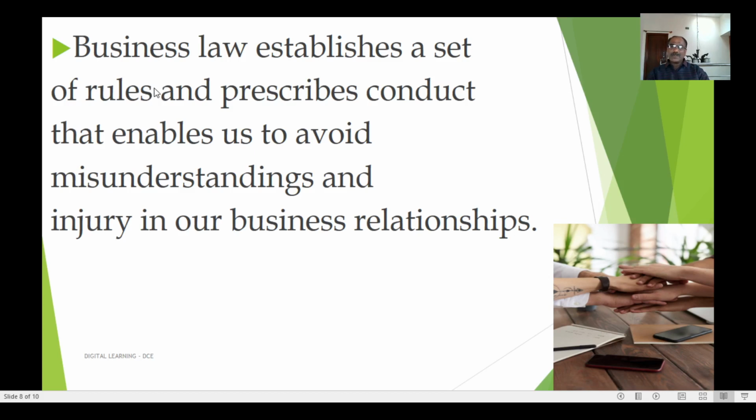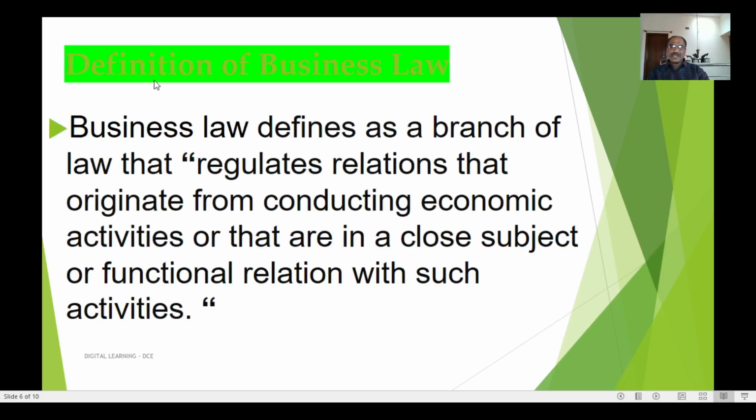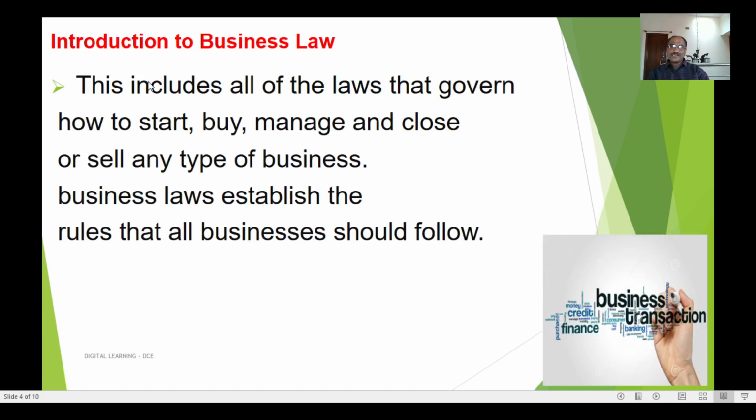Therefore, all business people should have the knowledge in the different rules and different laws. Then only will business people become more successful. Otherwise, they will face many difficulties at the time of doing business.